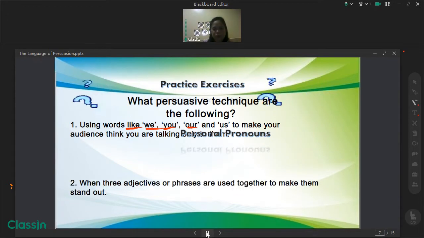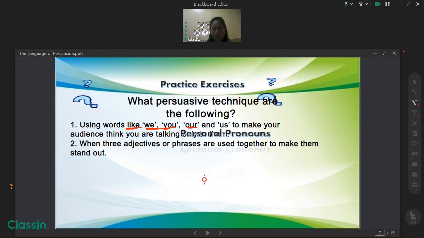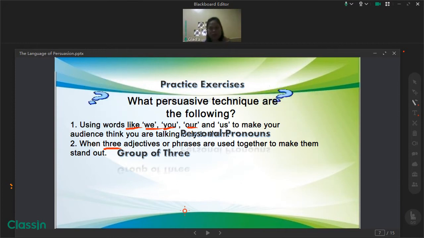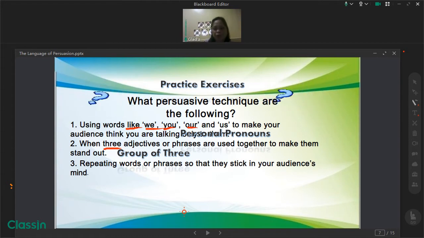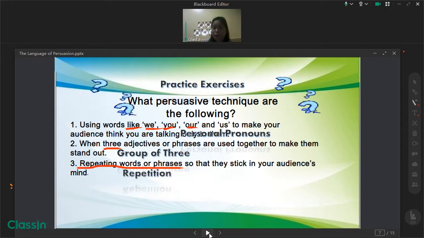Okay, next, number two. When three adjectives or praises are used together to make them stand out. So we have here the clue, three, meaning that it is a group of three, or the rule of three. Okay, very good. And then number three, repeating words or phrases so that they stick in your audience's mind. So there is another clue there, repeating words or phrases. So that is repetition. The persuasive language technique used is repetition.